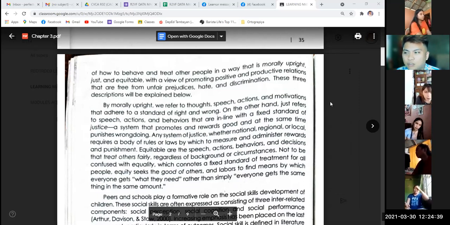On how we identify what is morally upright, simply because of how we interpret things. But definitely according to social literacy, a morally upright person is the one who knows how to adhere to the standard of what is right and what is wrong, and who provides this standard. Sino nagbigay nitong standard na ito?